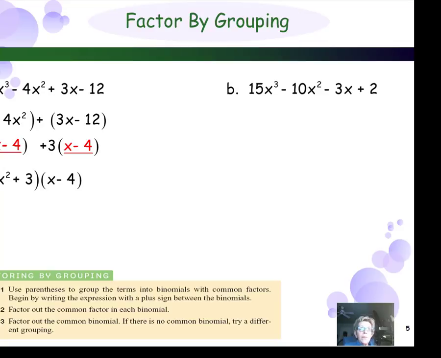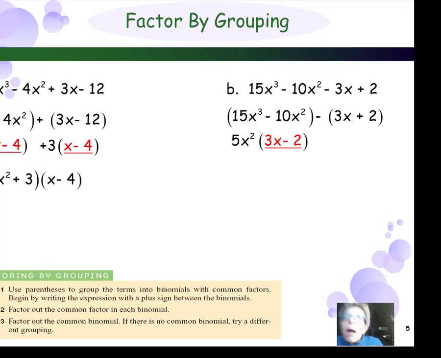My next example, again, is a 4-piece polynomial. I'm going to break the 2 pieces apart, look for the GCF in each side. My first side, it's 5x squared. I factor that out, and that gives me 3x minus 2. But now when I look at the right-hand side, I don't really see a GCF. However, I'm going to bring down the negative, and I'm going to factor out a negative 1. And that will give me 3x minus 2.